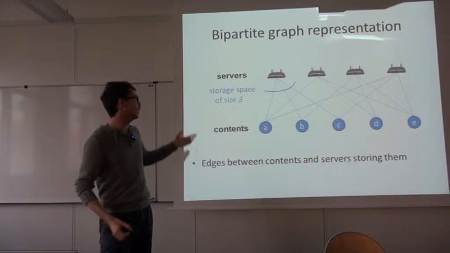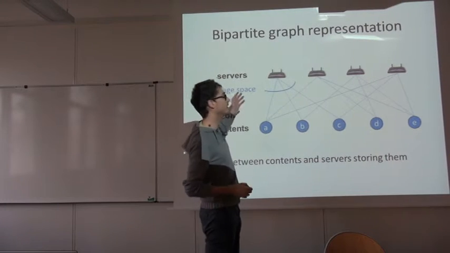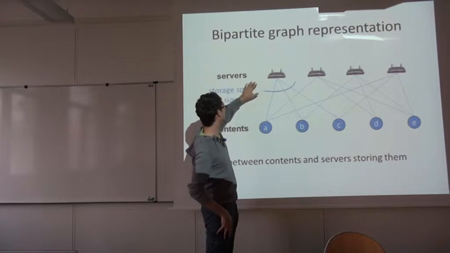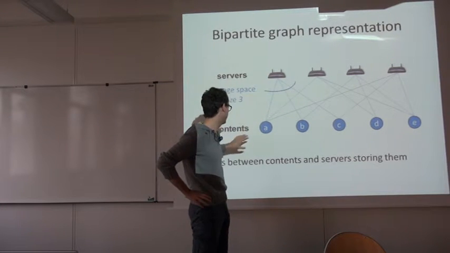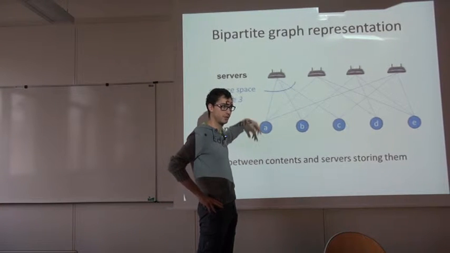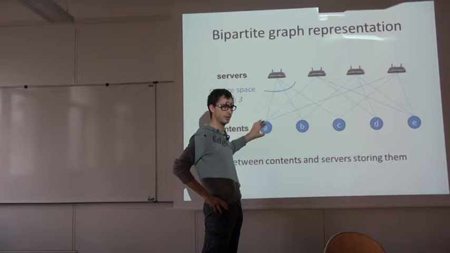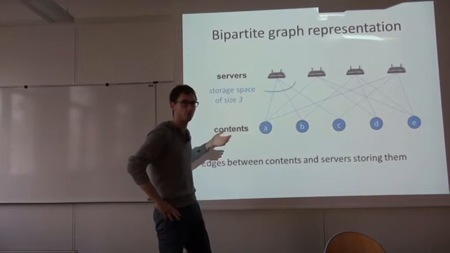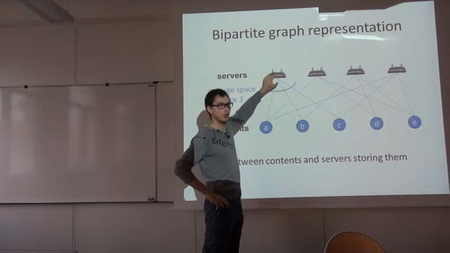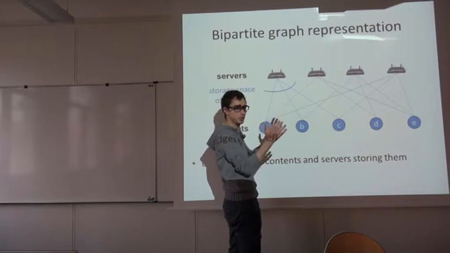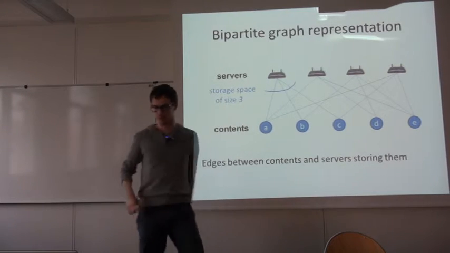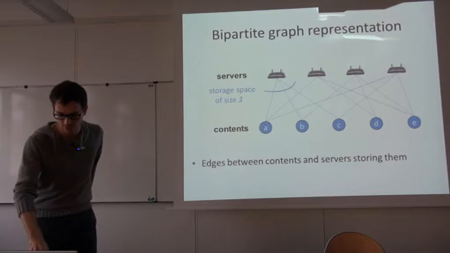So this system, we can model it to some extent using a bipartite graph. So here is my bipartite graph. I have the servers on one side and the contents on the other. I put an edge between a server and a content if the server is storing that particular content, meaning that it is able to serve requests for that content. Here, for simplicity, I put a cache size at each server of 3 contents, let's say. So I have 3 edges going out of every server.